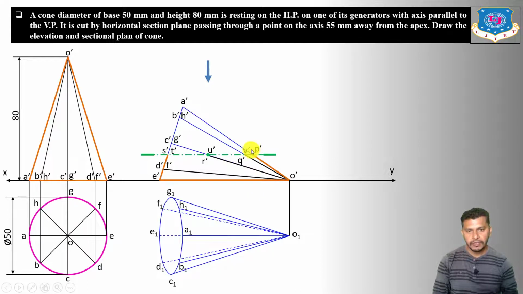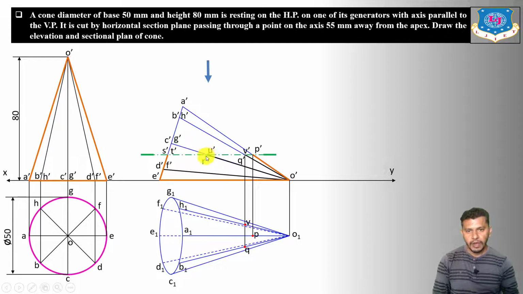Now P dash is cutting the generator O dash A dash. So from P dash we have to take the projector, or we have to draw the projector up to the plan of the generator OA. So here we'll get P. Now Q and V is cutting the generator OB and OH. So we will draw the projector up to the generator OB and OH. So here on OB we will get Q, and on OH we will get V.